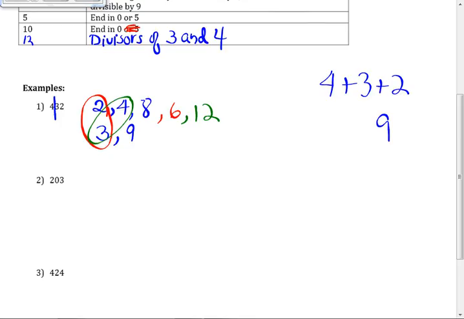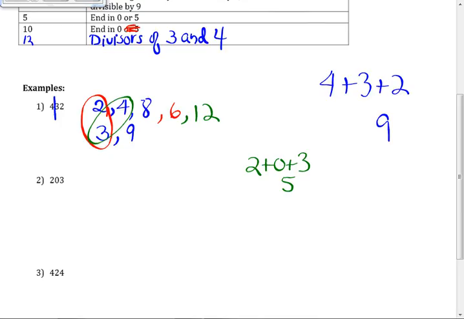How about 203? Is it even? No, it's not even, so 2 doesn't work. So you can count out 2, 4, 6, 8, 10, all those are gone. It doesn't end in 5, so no 5 goes in either. So none of the evens go in. How about 3? 2 plus 0 plus 3 is 5. Does 3 go into that evenly, with no remainders and no decimals? No, it doesn't divide into 5.